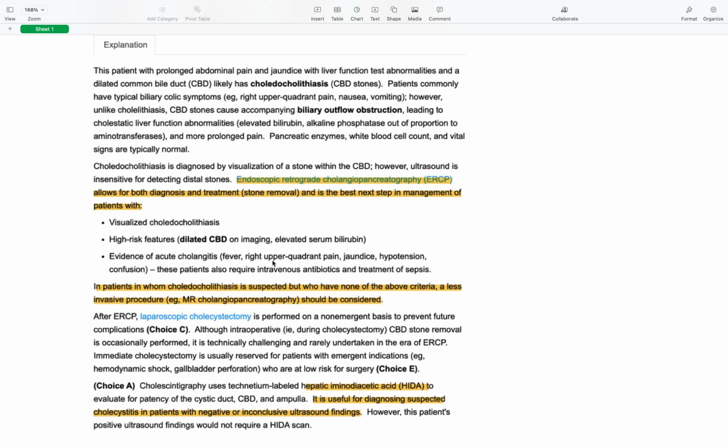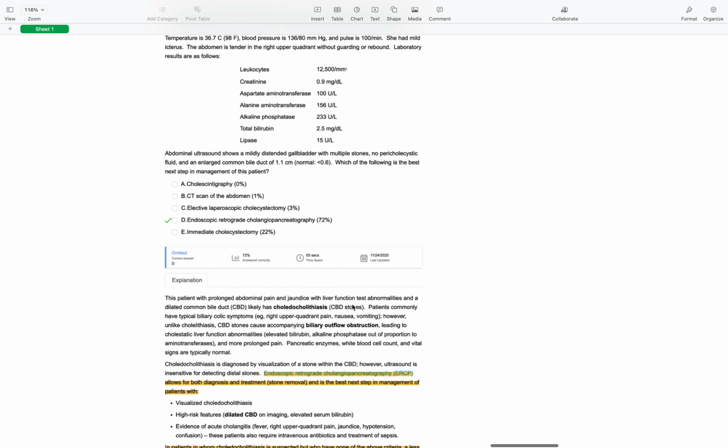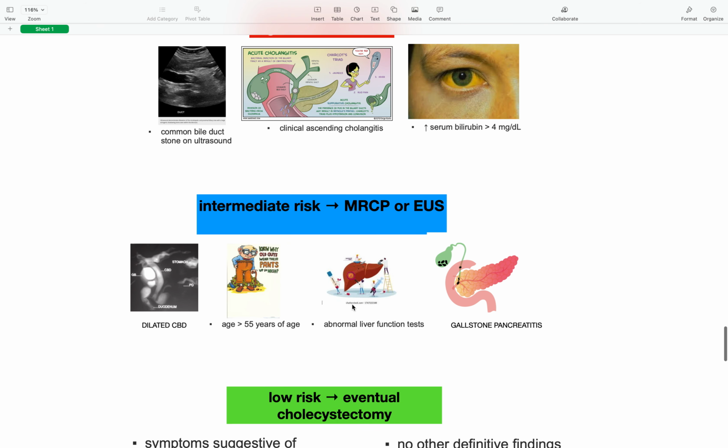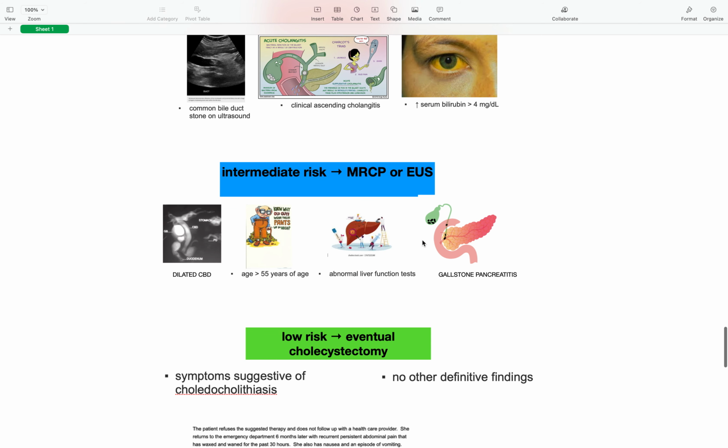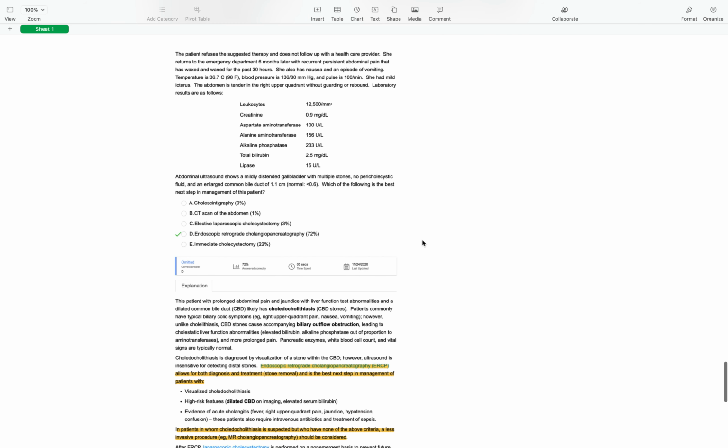These patients also require IV antibiotics and treatment of sepsis. So in patients in whom choledocolithiasis is suspected, who have none of the above criteria, a less invasive procedure like MRCP should be considered. Okay, so like we said, it all depends on the risk stratification. Any patient who has any of these high risk features will go for ERCP. Intermediate risk patients may go for MRCP.